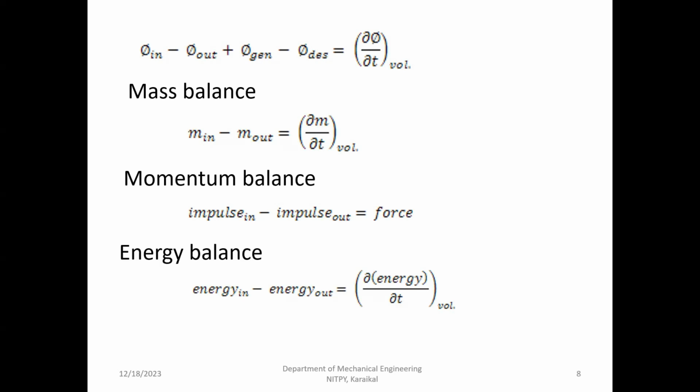Any guesses? In a normal fluid flow problem, which parameter can have generation and destruction? Yes, you can put it in your chat box. Those are online, those are offline. Any guesses? Which parameter can be considered to have generation and destruction?